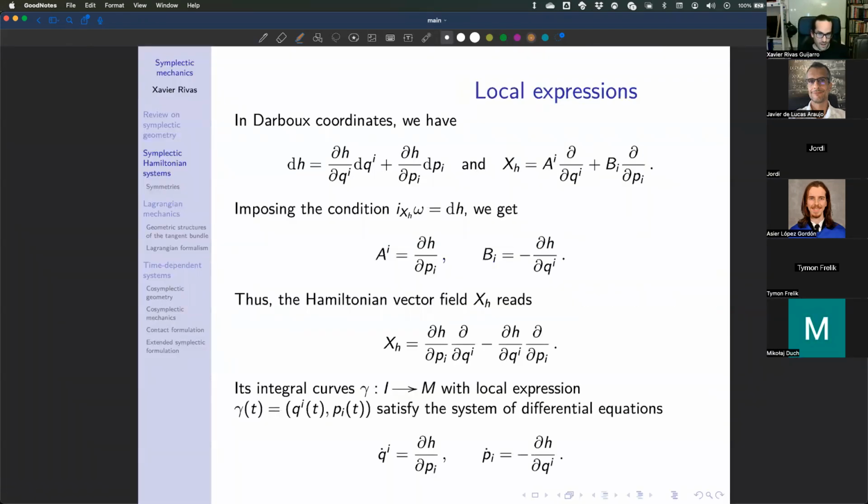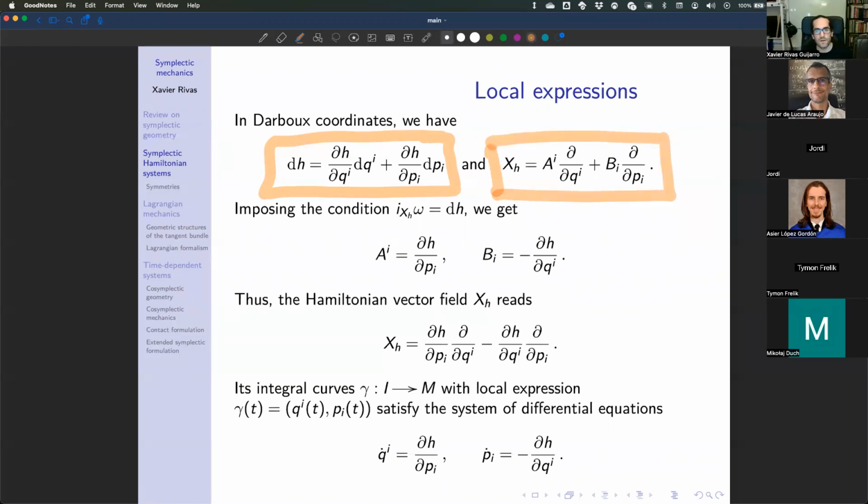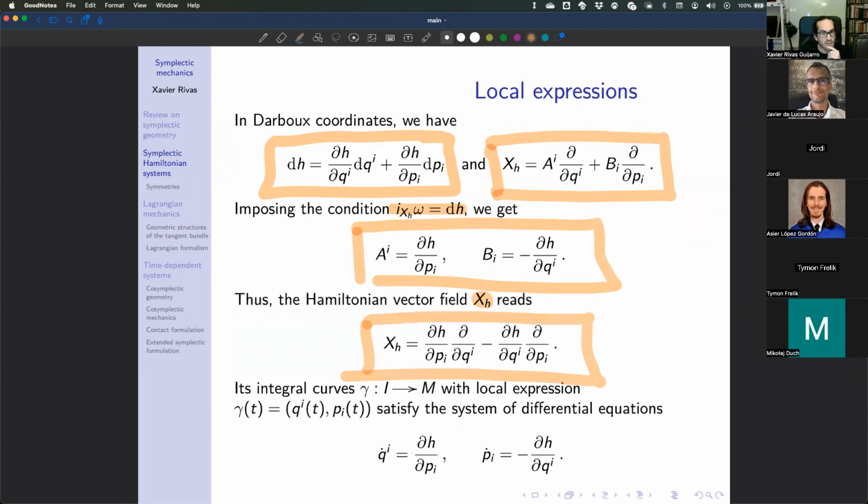So what does all this mean locally? In Darboux coordinates, we can compute the differential of the Hamiltonian, which looks like this. And we can take a generic vector field in the manifold M, which looks like this. If we impose this condition, you only have to compute the contraction and equate the terms with the differentials, what goes with the differential of Q and what goes with the differential of P. And you obtain these two equations, which are just Hamilton's equations in local coordinates. And so the Hamiltonian vector field locally looks like this. This is the local expression of the Hamiltonian vector field.